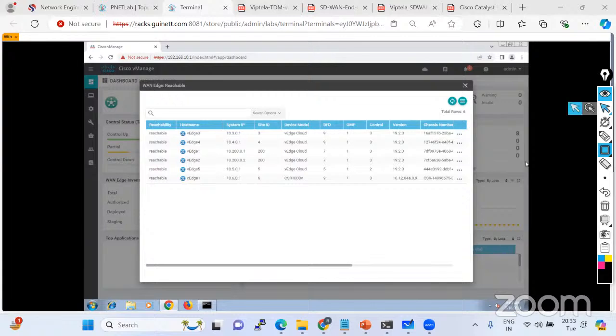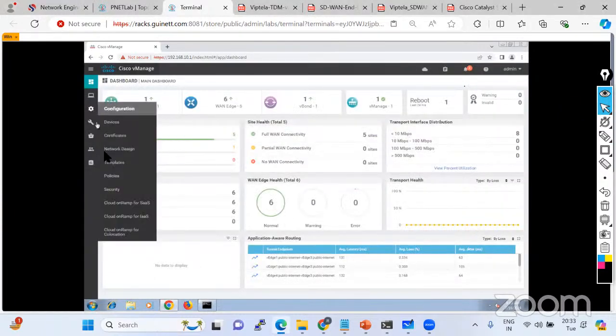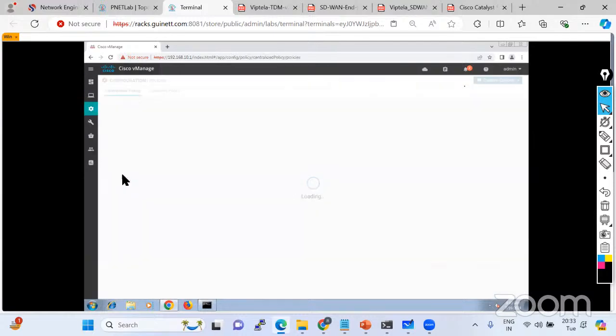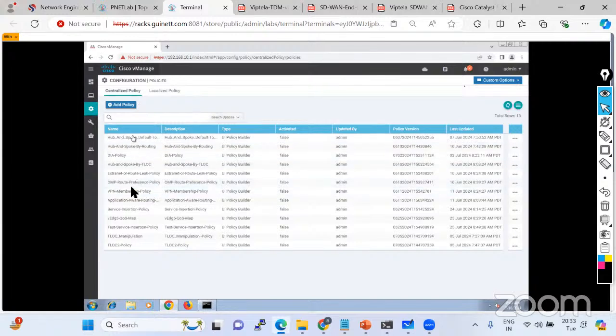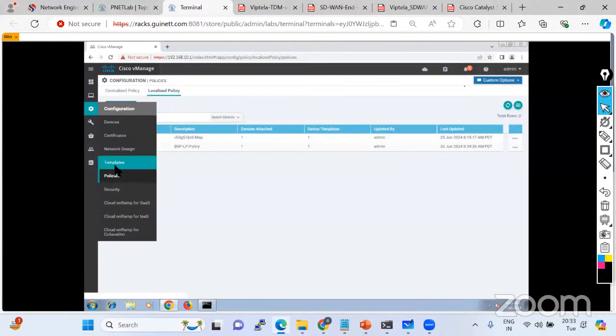We have a lot of things from the previous session, a complete fully configured lab, and we'll start from scratch in this session. A lot of policies we have created. You don't know what a policy is because you have never heard about it. We have the centralized policy and the localized policy. We have a lot of templates, right?